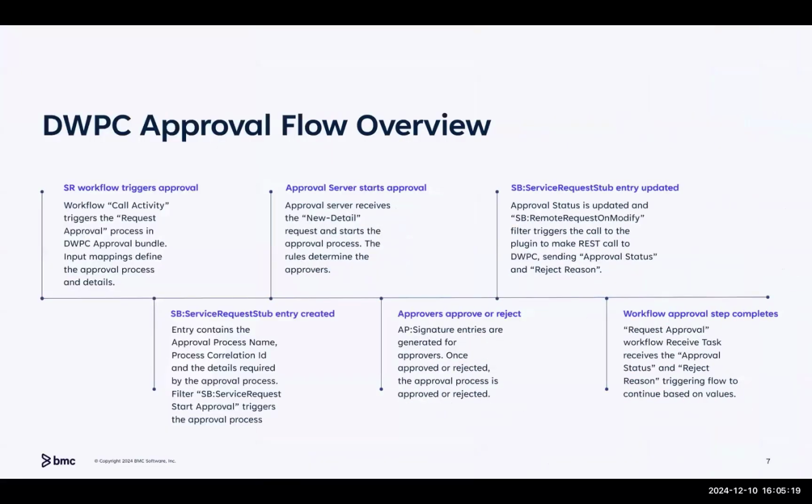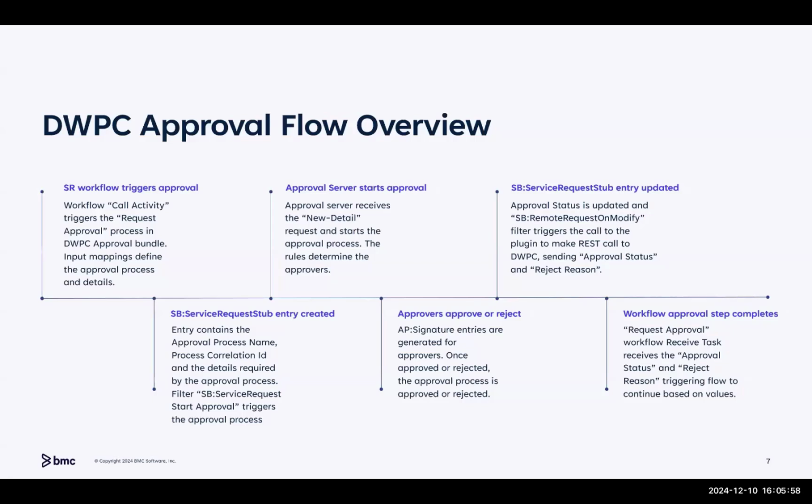Now, the DWPC approval flow overview. Usually, in order to trigger the approval from DWPC, you have to call something called call activity from the workflow. Once you call that activity, you need to define the process name, either keep it empty for out of the box, or you need to define the process name for the custom one, which you create. Once you call that activity, it will create an entry in the SP service request form, and that entry will trigger the approval and create a new signature in the signature form.